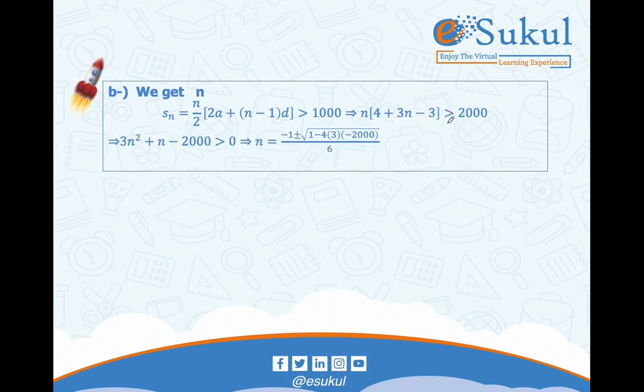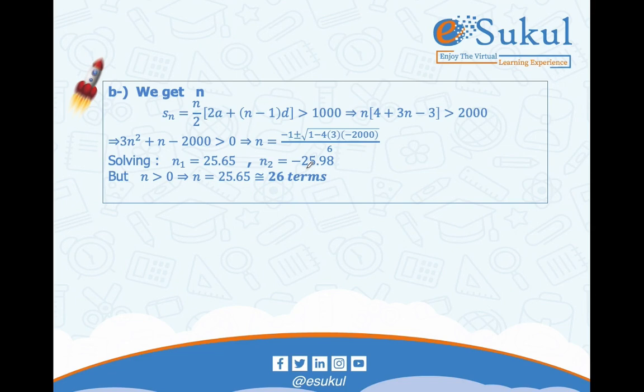So solving like a quadratic equation, we can have from the formula method negative b plus or minus the square root of b squared minus 4ac on 2. So therefore we can have two values of n generated. So the two values of n can therefore be studied as n is greater than 0. We can have the least possible number of terms, 25.65. Approximately we have 26 terms.